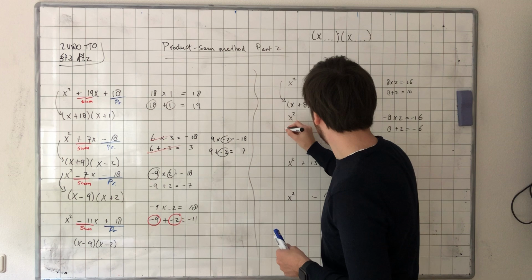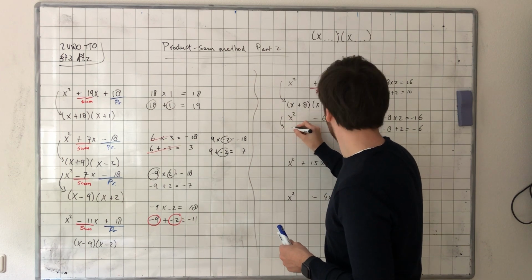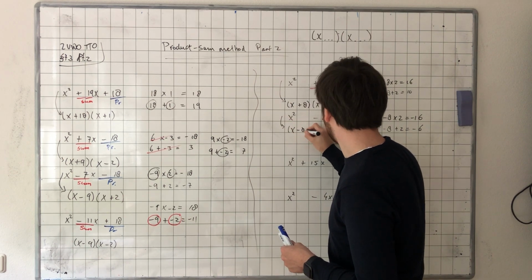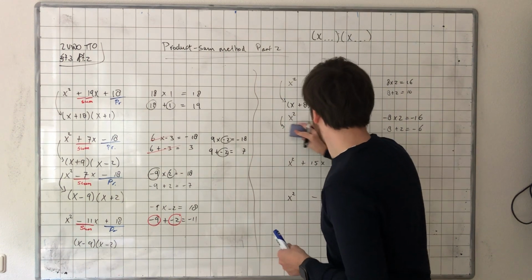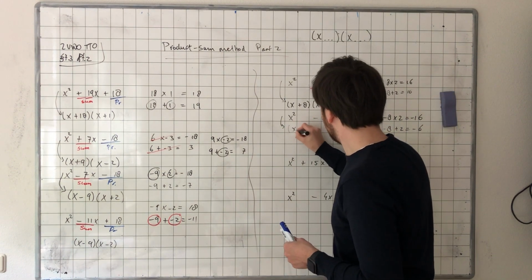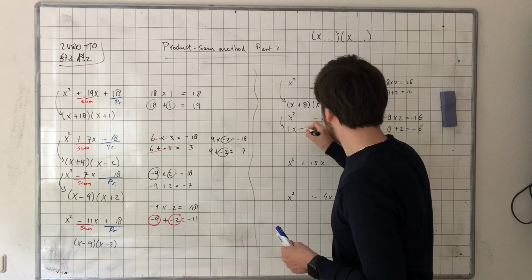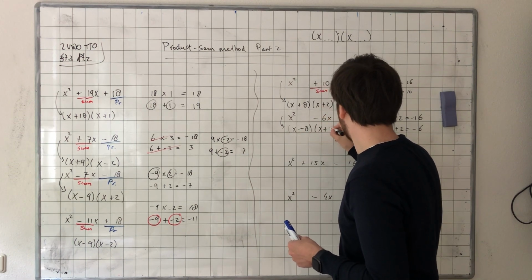So you can say that this is x minus 8 and x plus 2.